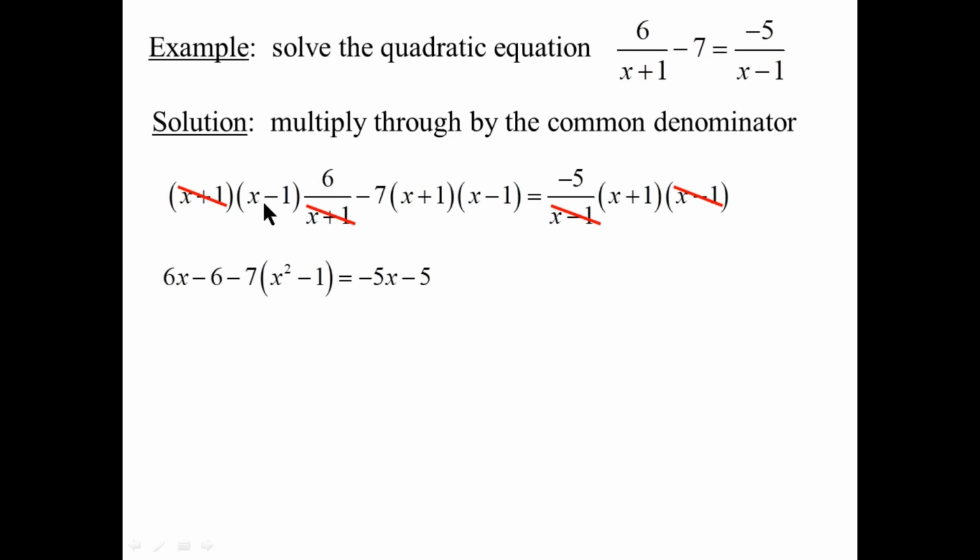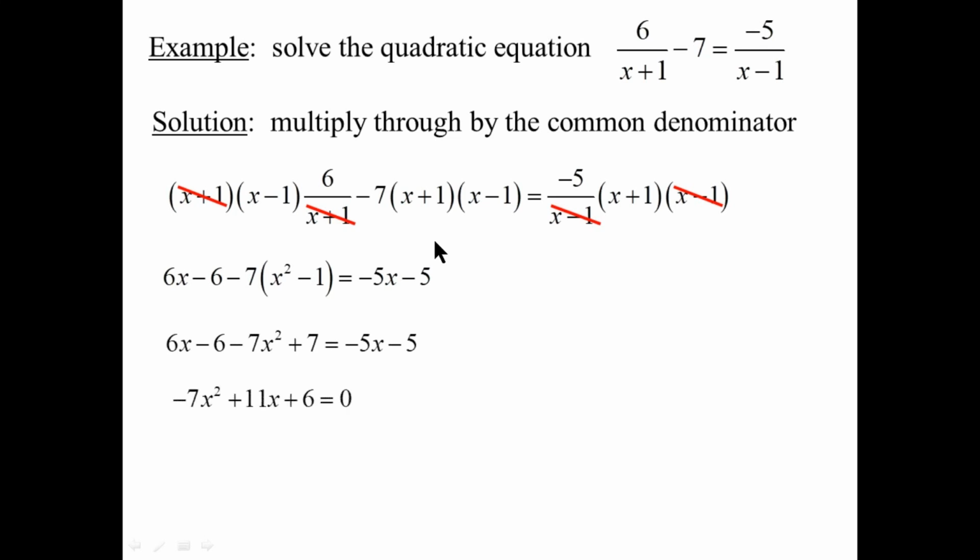Because now we can multiply the 6 into these brackets and get 6x minus 6, and we've got a product of conjugates here, x squared minus 1 in brackets, times this minus 7, of course. And over here we've got minus 5x minus 5. Notice the product of conjugates is a difference of squares. These things never go away.